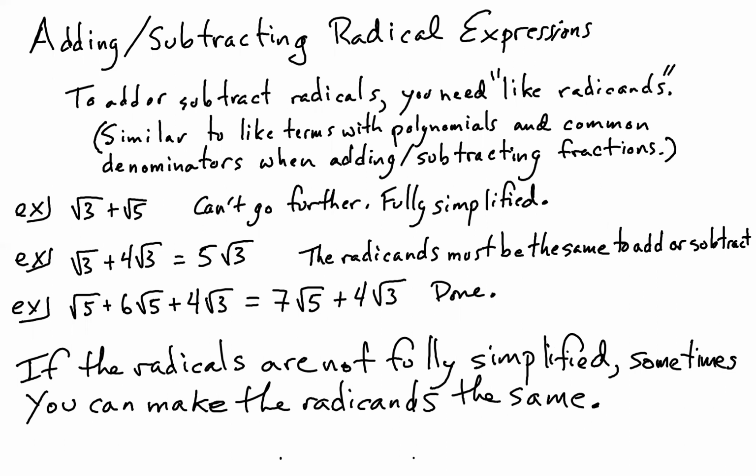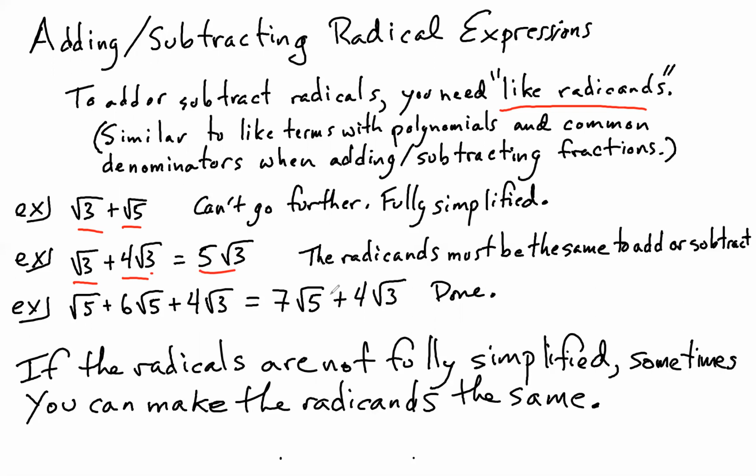Okay, so first of all, when we add and subtract radical expressions, you need to have like radicals. In other words, the radicands have to be the same. I said like radicands, like radicals, same thing. The radicals have to have the same radicand. So for instance, radical 3 plus radical 5, you just can't go any further. You can't combine those two together. But if I have one radical 3 plus four more radical 3s, I have the same radicand 3. I can combine them up for 5. They have to be the same.